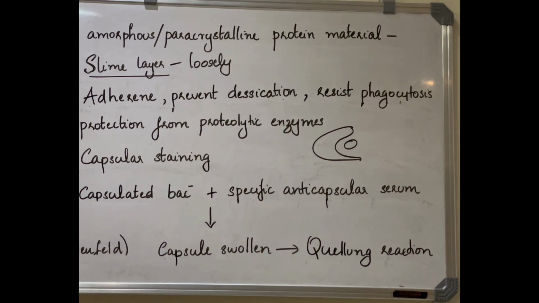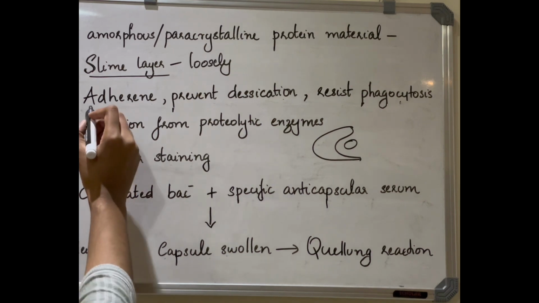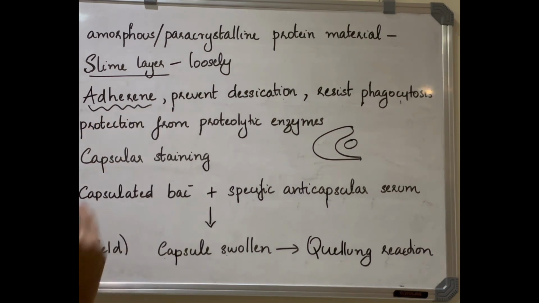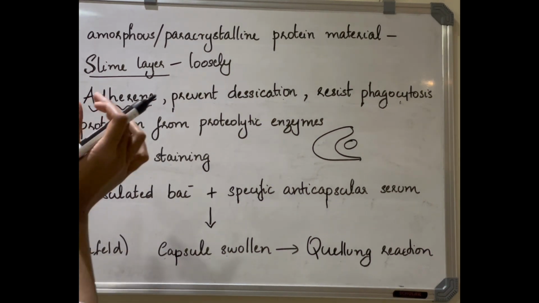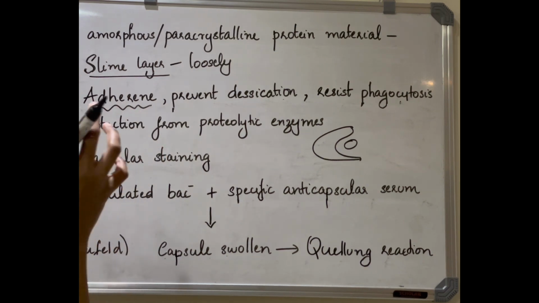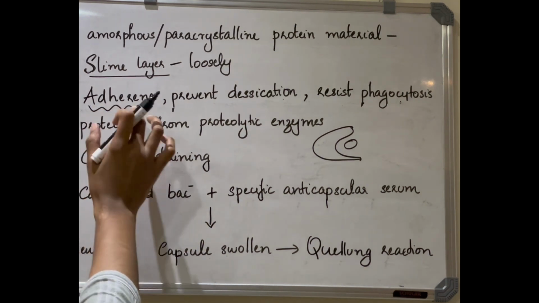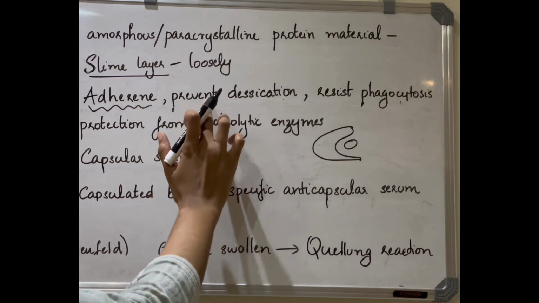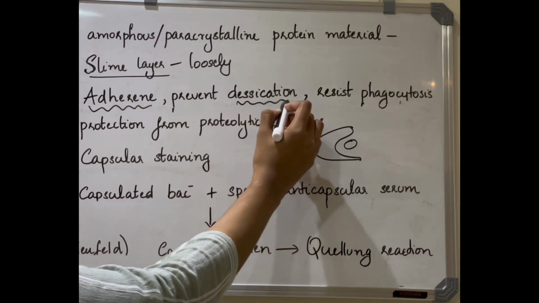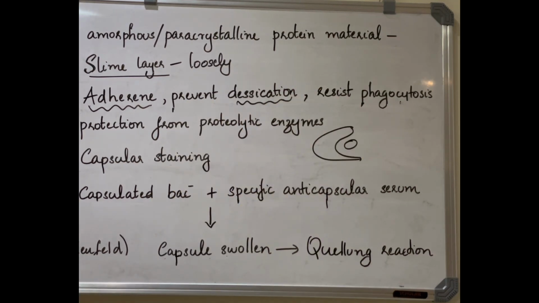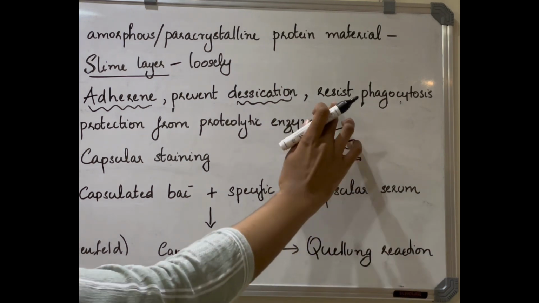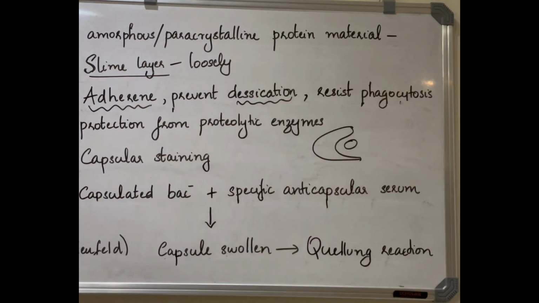Some of the functions of this capsule is adherence. Adherence means the bacterium will have the ability to attach to the host cells. They prevent desiccation, that is a state of extreme dryness. They resist phagocytosis by white blood cells.